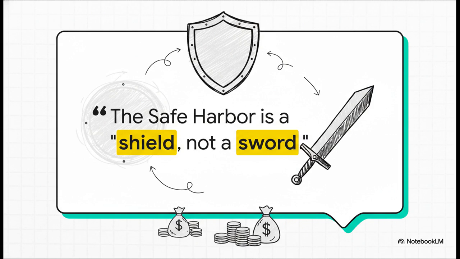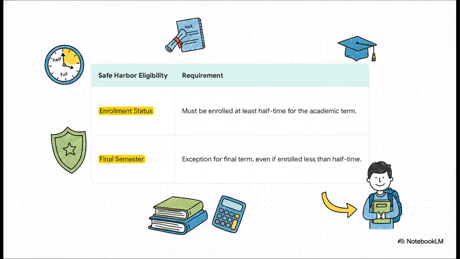You're protected. You're safe. But it's not a sword, meaning if you fail to meet the safe harbor rules, it doesn't automatically mean the exemption is denied. It just means you've lost your shield, and now you have to fall back on that trickier, more subjective facts and circumstances test. So what gets you behind this safe harbor shield?